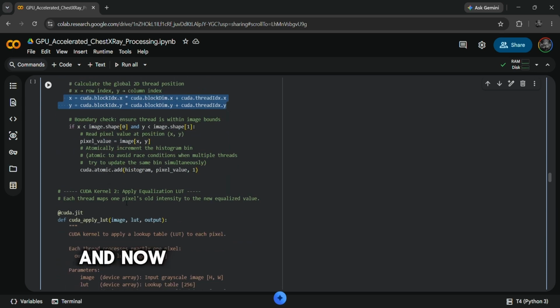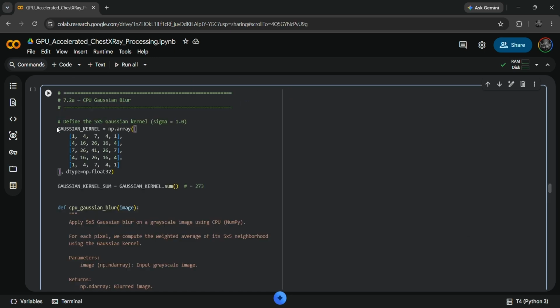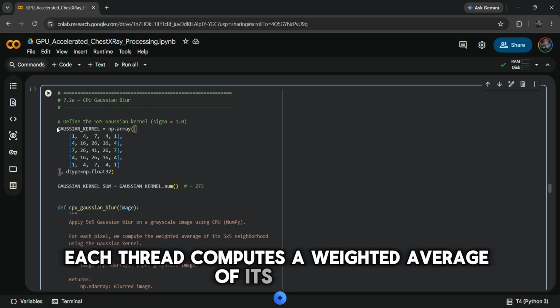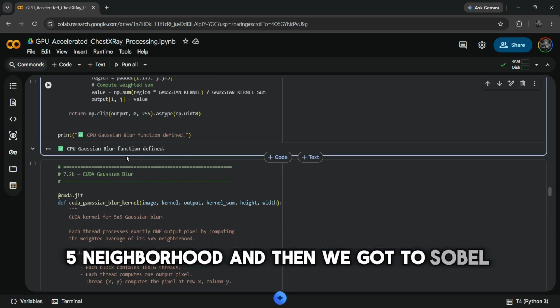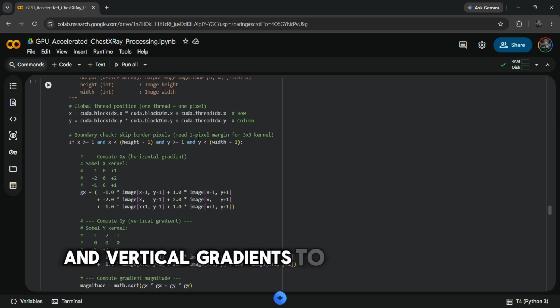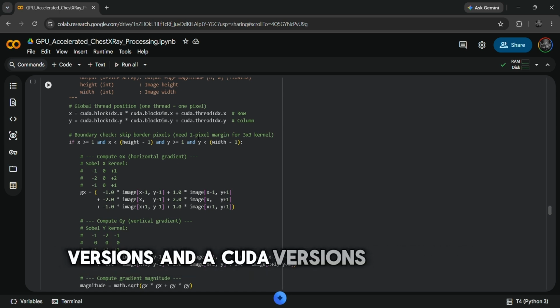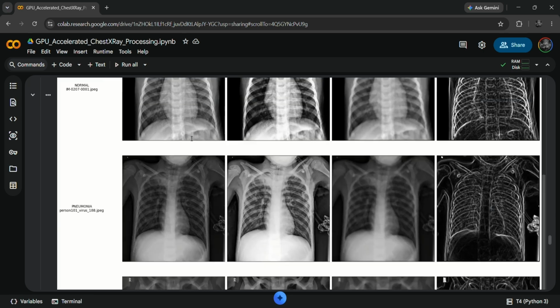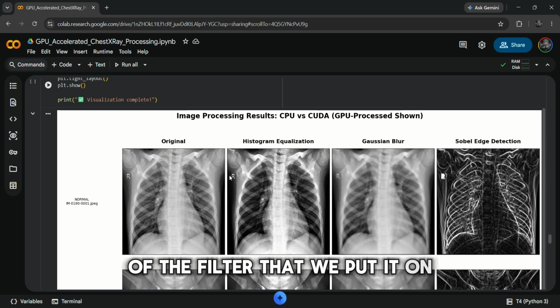And now, moving on to the Gaussian blur kernel. This kernel handles Gaussian blur. Each thread computes a weighted average of its 5 times 5 neighborhood. And then we got to the Sobel kernel. And this one is Sobel edge detection. Each thread computes horizontal and vertical gradients to find edges in the image. Each of these operations has both a CPU version and a CUDA version. We time both.